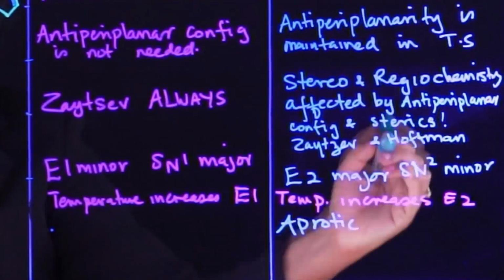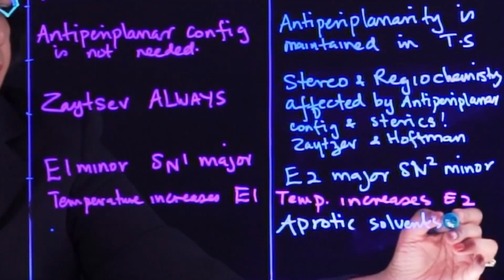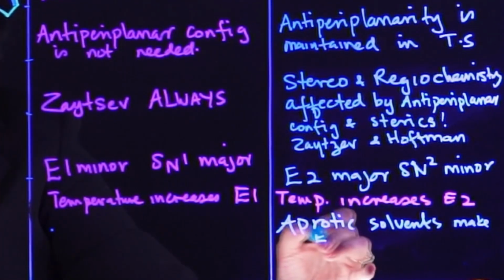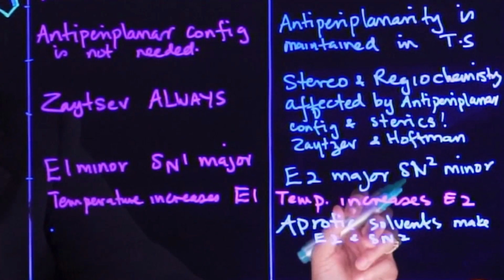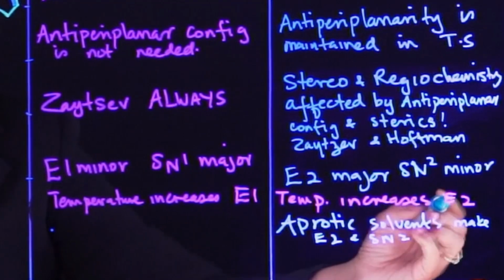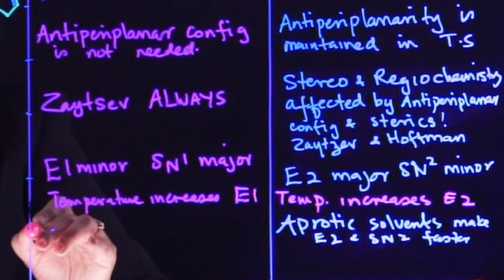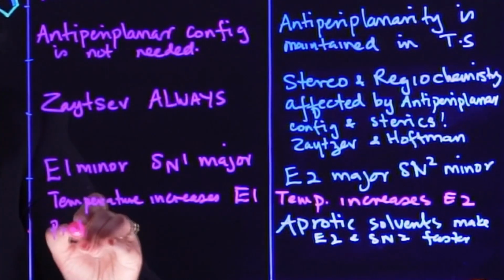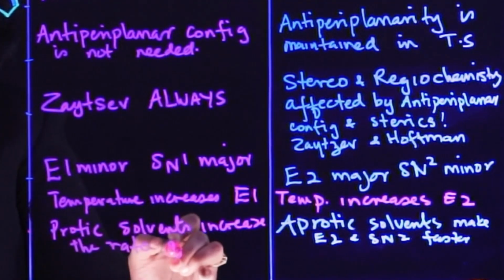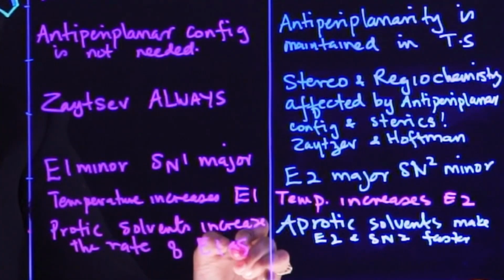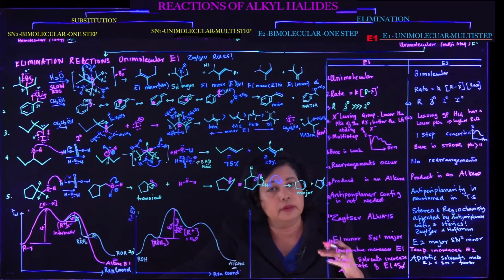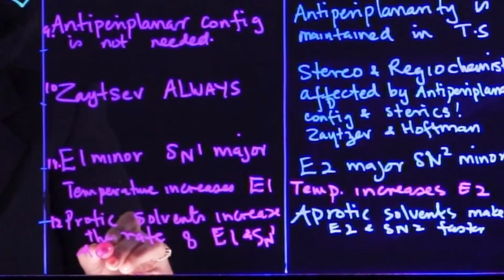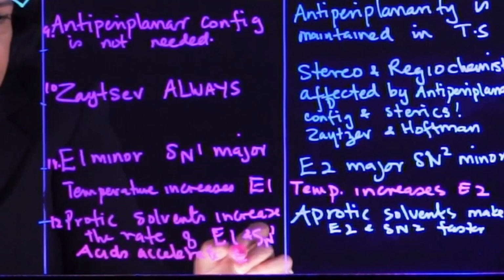So aprotic solvents make E2 and SN2 faster, which is why if you want to do more E2 rather than SN2 in primary and secondary, we use protic. You are forming a carbocation, and therefore protic solvents increase the rate of E1 and SN1, both. One other thing is, if you have acids, that also makes the protic solvent even more polar and ionic, and so therefore acids accelerate E1.